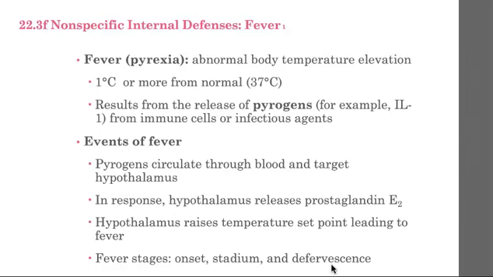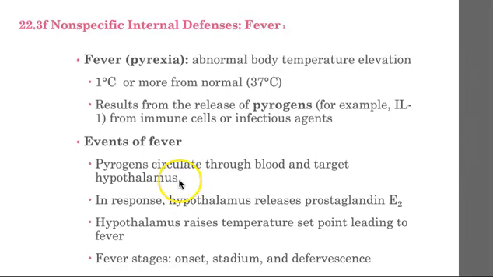Now, we can induce a fever known as pyrexia, and this is abnormal body temperature elevation, 1 degree Celsius or more from normal, which is going to be 37 degrees Celsius, and it results from a release of pyrogens. For example, IL-1 is a pyrogen, and it comes from our immune cells or the infectious agent itself.